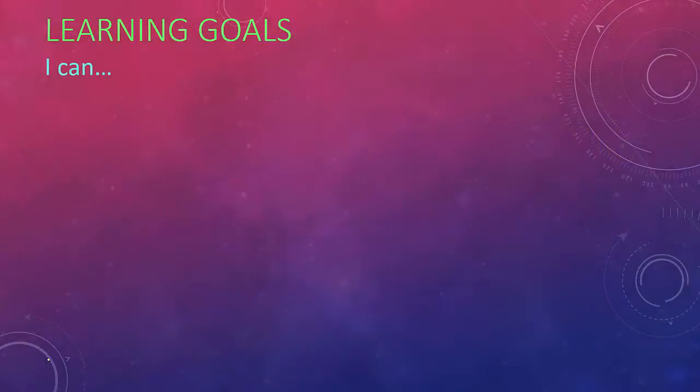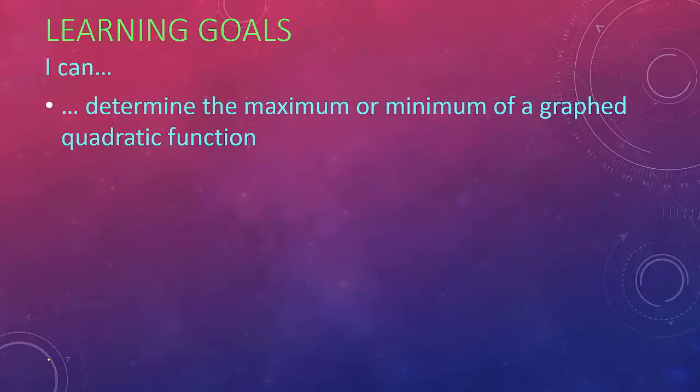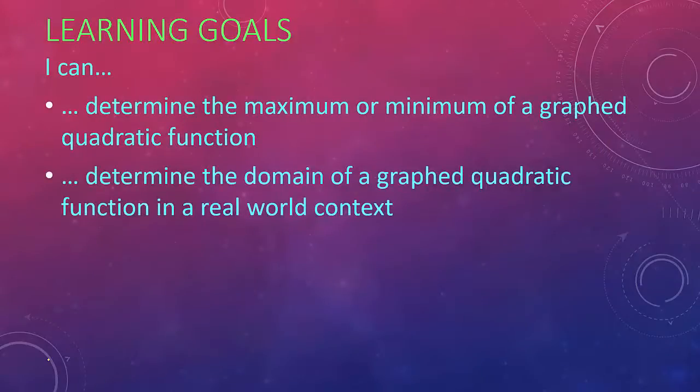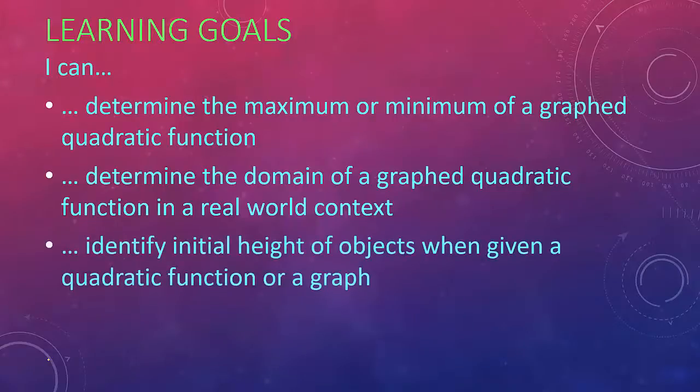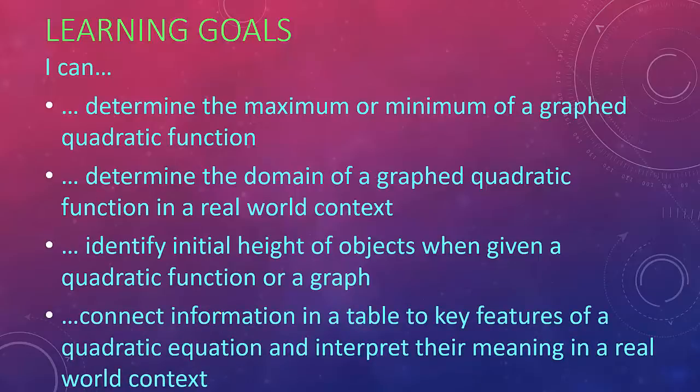So our learning goals: I can determine the maximum or minimum of a graphed quadratic function, determine the domain of a graphed quadratic function in a real-world context, identify initial height of objects when given a quadratic function or graph, and connect information in a table to key features of a quadratic equation, and interpret their meaning in a real-world context. So again, that's lots of words there.